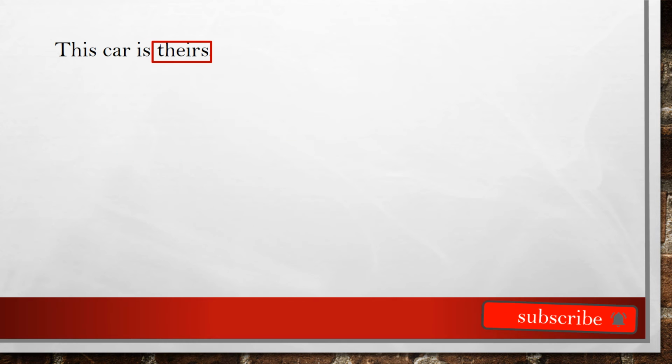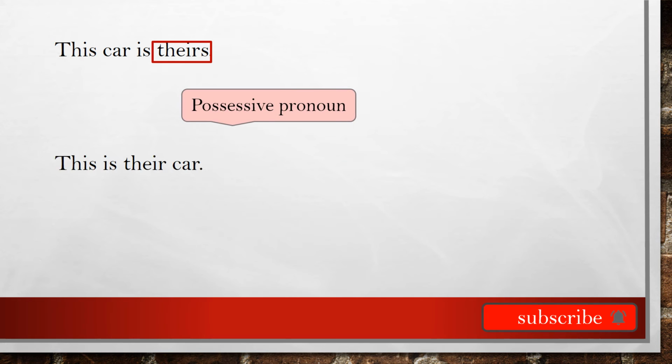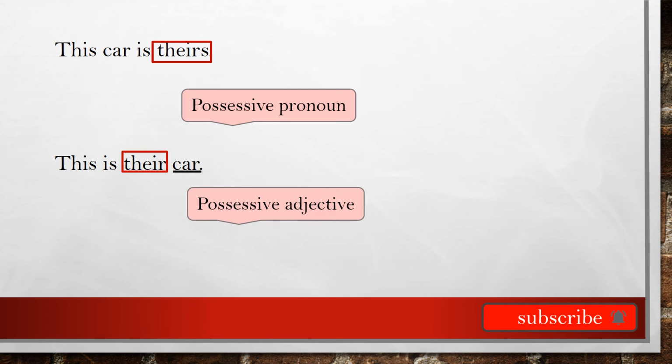Look at this sentence. This car is theirs. Look at theirs. There is no noun after theirs. So it acts as a possessive pronoun. Look at the next sentence. This is their car. In this, the noun is car. Car is described by the term their. So it acts as a possessive adjective. Already we know the possessive adjective is placed just before the noun. So in this, their acts as a possessive adjective.